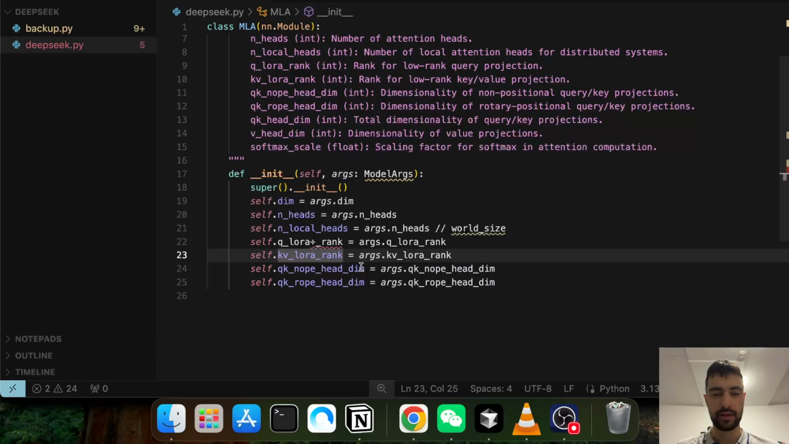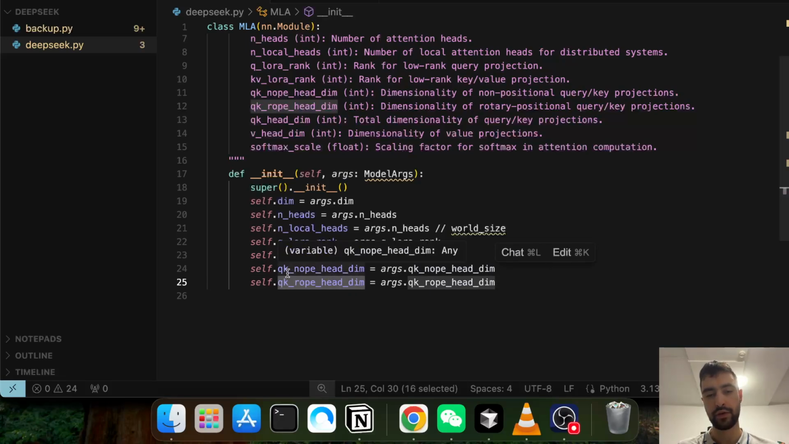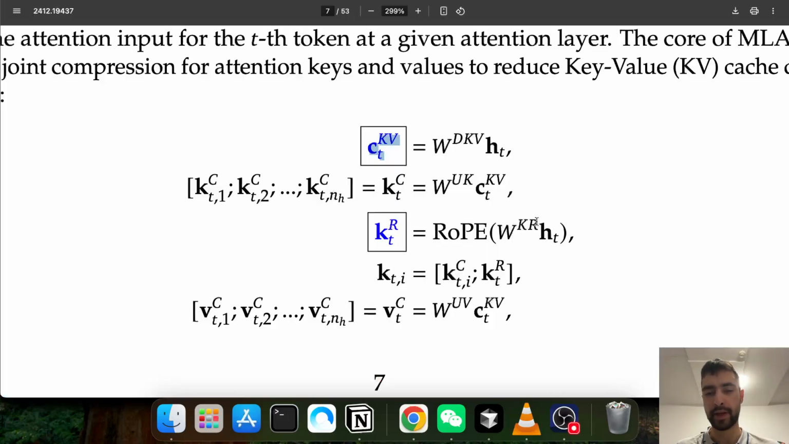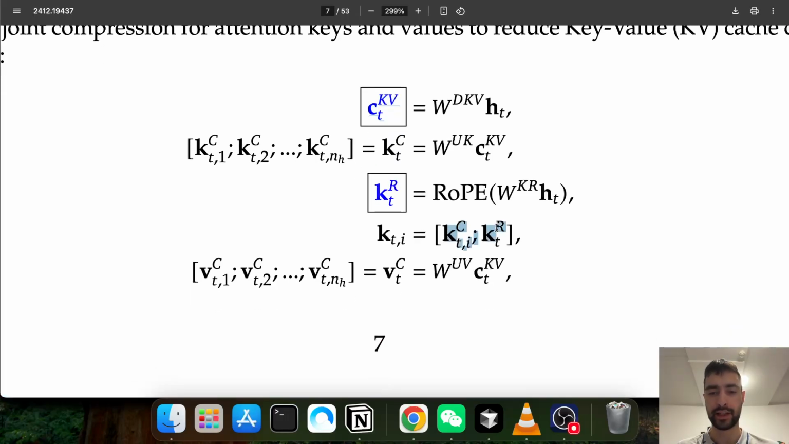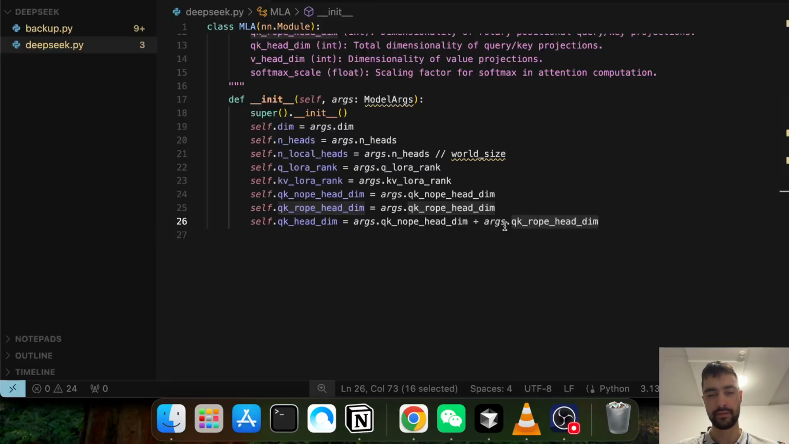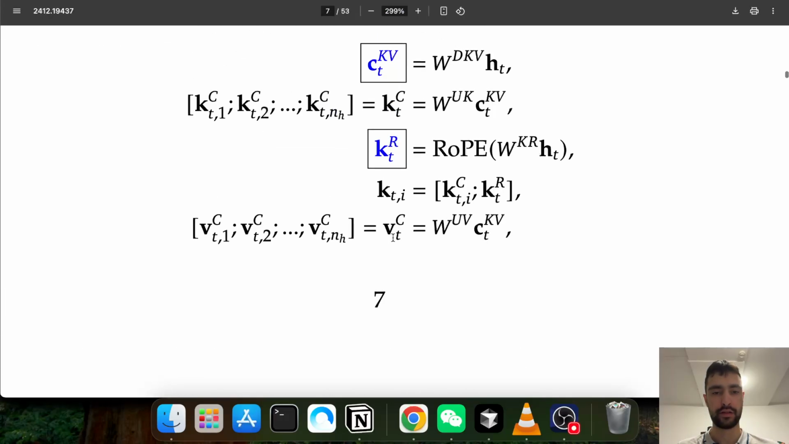And then we have KV nope head, Q key nope head, Q key rope head. Let's go next. Q key head dimension is going to be Q key nope head dimension plus rope head dimension. So you see here how you are concatenating those two, and same in the query. We just assign the head dimension, the value head dimension here.